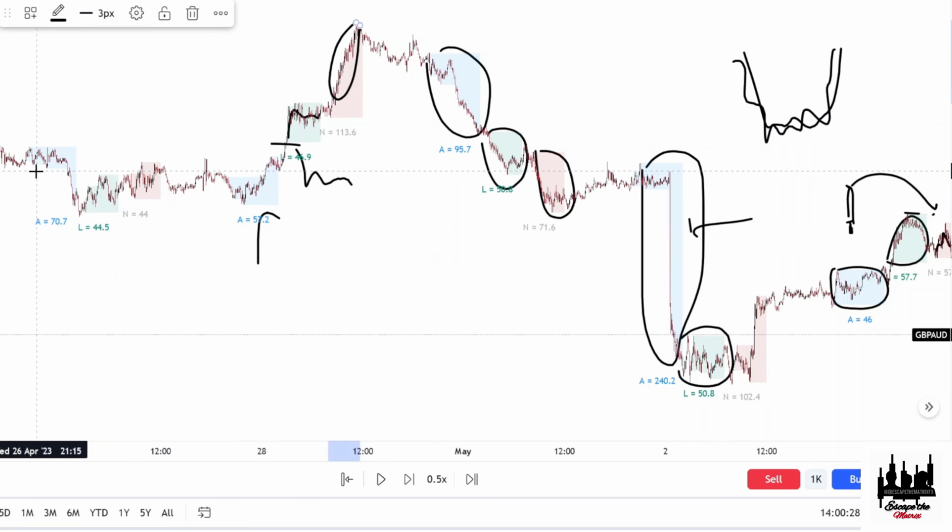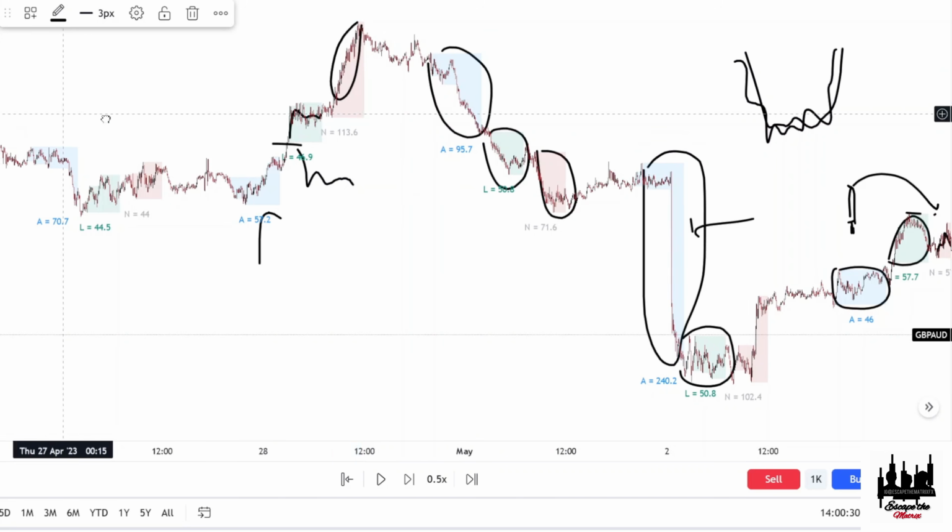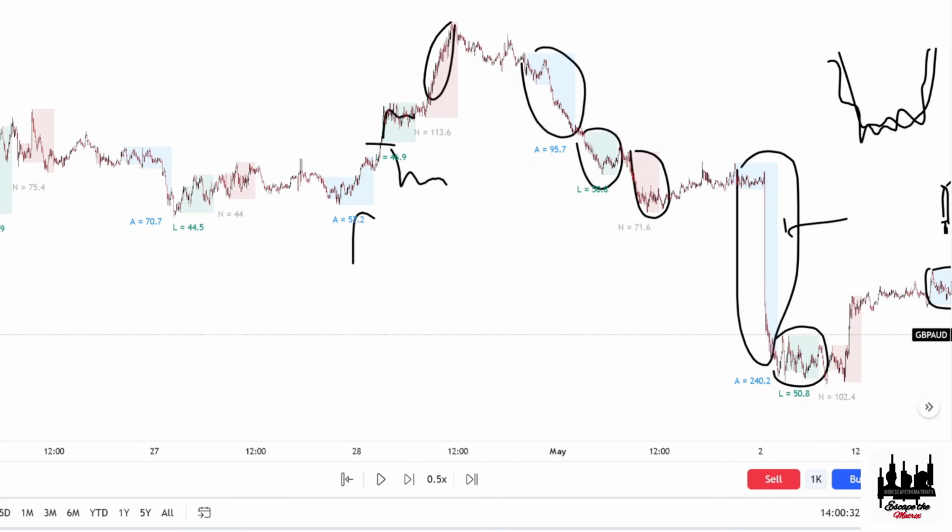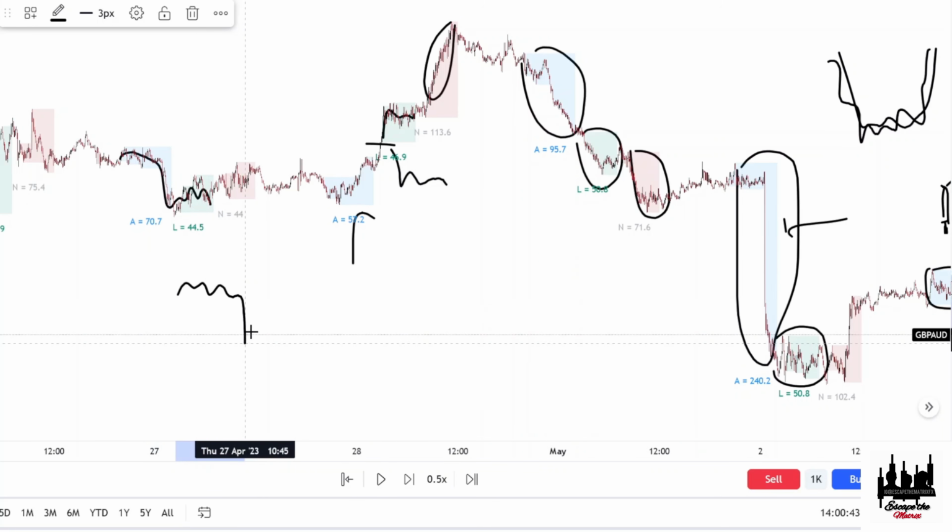Here you have a consolidating Asian session, but then the London session came inside of it. It consolidated. Let's say the Asian session was right here. London session was not under it.